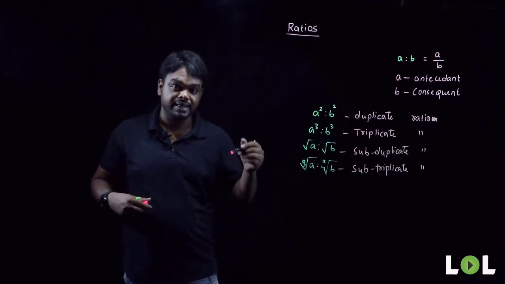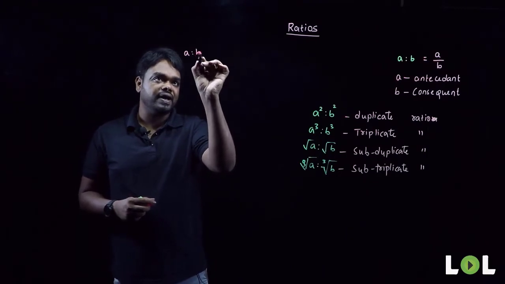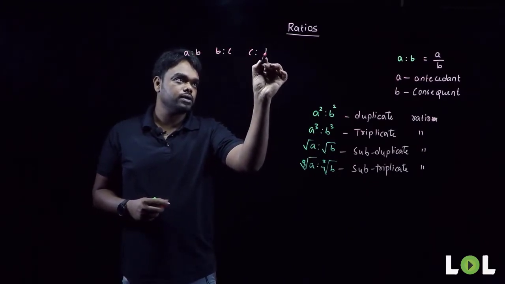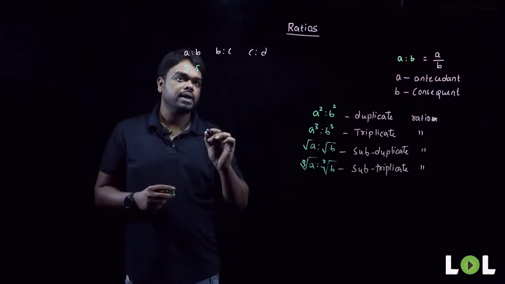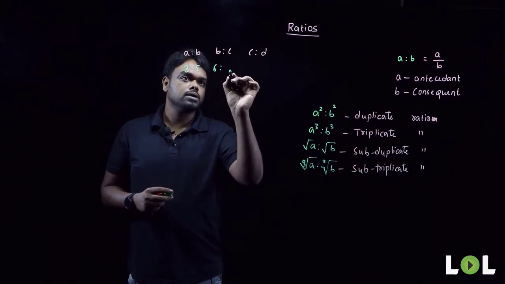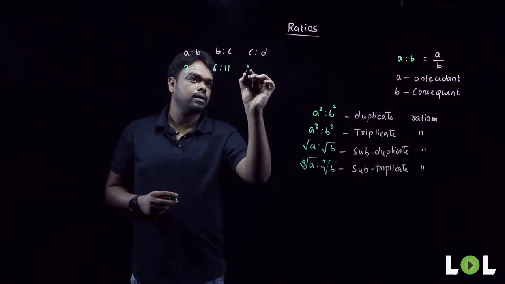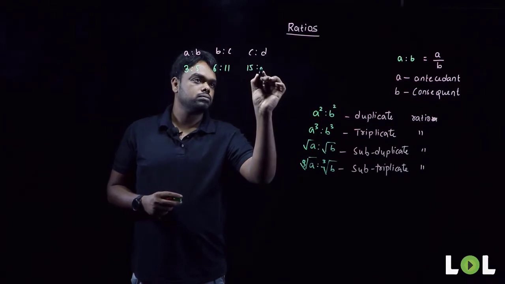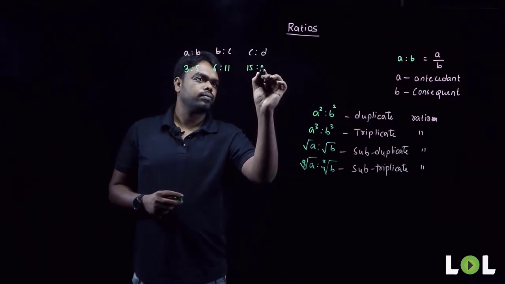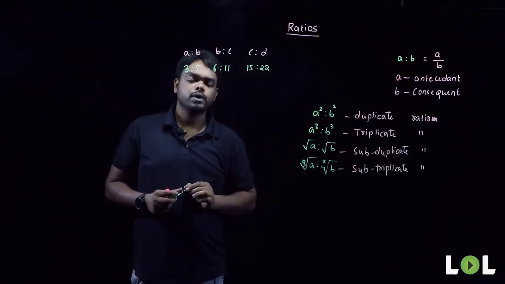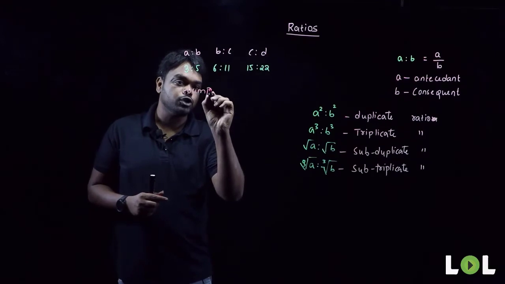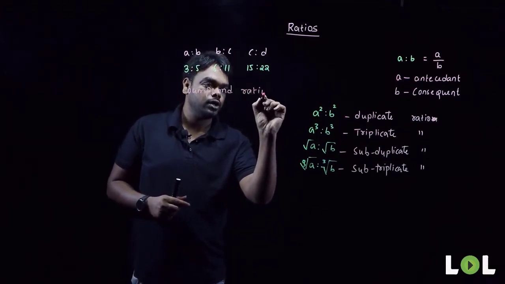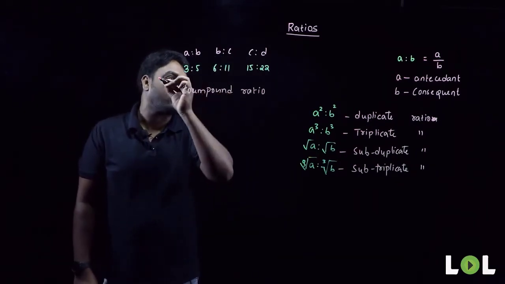Now, apart from this, suppose I take A is to B, B is to C and C is to D. I'll take different values for this example. Like if I say 3 is to 5, and I can take 6 is to, let us say, 11, or another example, let me take 15 is to 22. Now, if these are the three different ratios, I can ask you what is the compound ratio of all the individual ratios. Now, what is compound ratio?